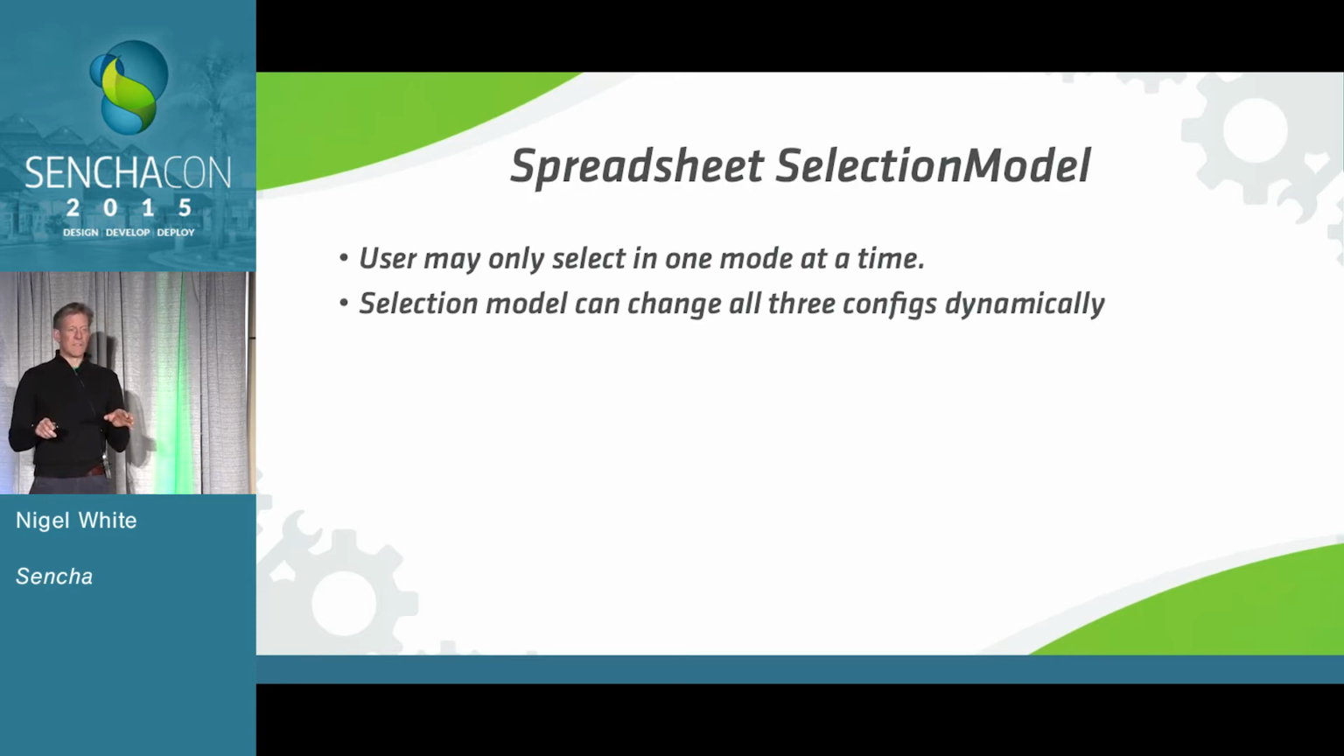So only one of these selection modes may be used at any one time. The selection model may be configured to allow all three. You can select rows, you can select columns, you can select cells, but you can only select one type at a time. So if you've selected a block of cells and then you select a row, the cell selection will disappear. But you can change all three configs dynamically. You can turn off and turn on each type.